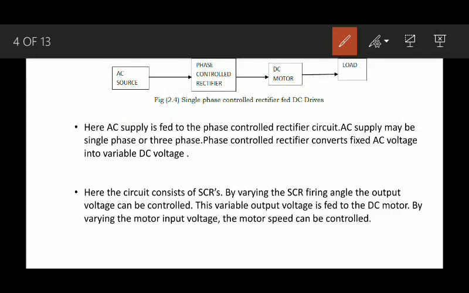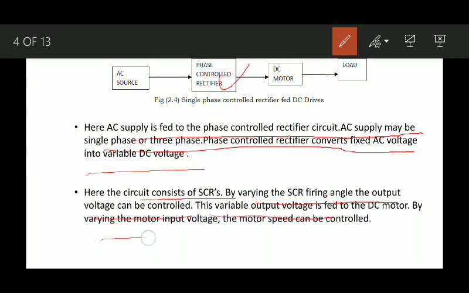Here the AC supply is fed to the rectifier circuit. The AC supply may be single phase or 3-phase. The controlled rectifier converts AC voltage into variable DC voltage. When we need more speed, we can increase it. On the basis of the firing angle, we can control the speed of the motor. This circuit consists of SCRs, and by varying the firing angle the output voltage can be controlled. The variable output voltage is fed to the DC motor, and the speed of the DC motor is controlled.